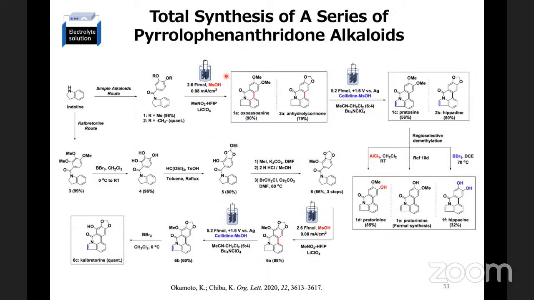The electrolytic reaction was used as a key step. The electrolytic reaction is a key step in the synthesis of indolines, which is difficult to achieve by a conventional method, even within our molecule.